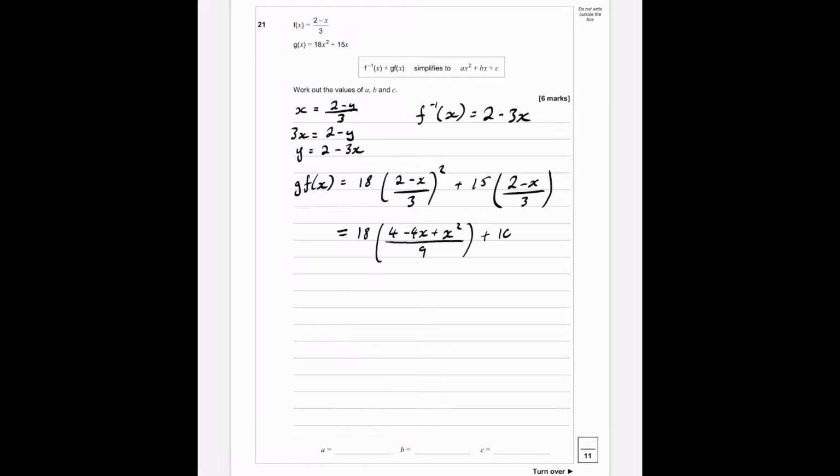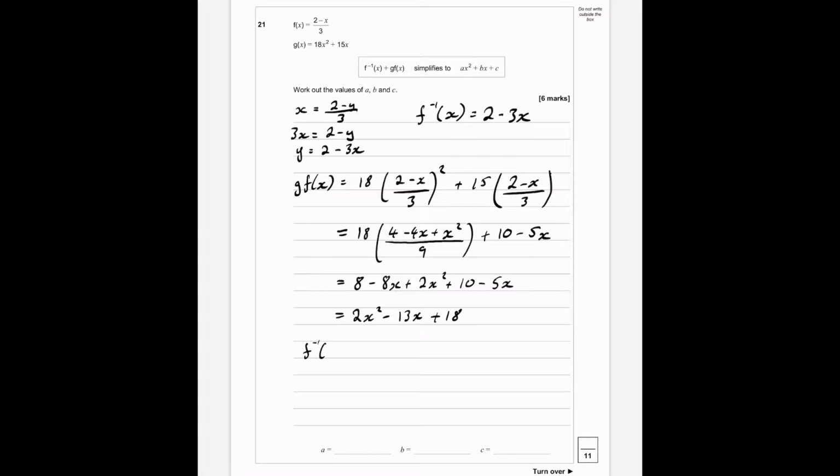Plus the 10 minus 5x, which simplifies for the right-hand part. 18 lots of that fraction, while the 18 and the 9 cancel to give me 2 lots of it, so I can just double the numerator, 8 minus 8x plus 2x squared, then plus the 10 minus the 5x, and lastly collect all that together, 2x squared minus 13x plus 18.